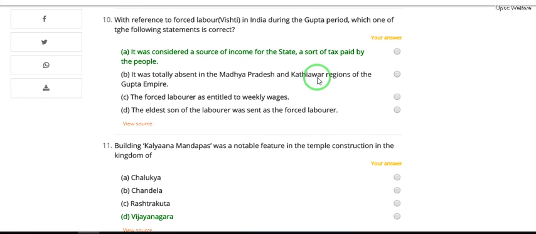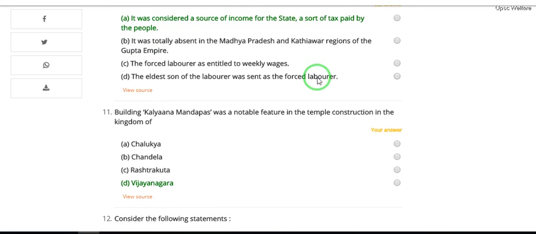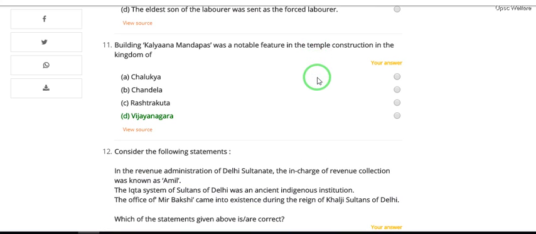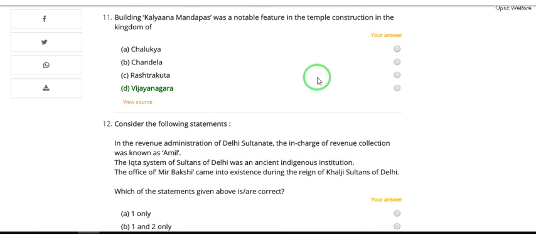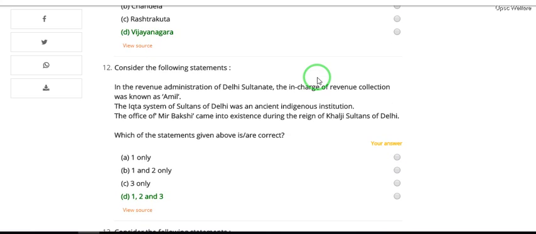Now see here, with reference to forced labour, that is called Vishti. The Vishti in India during the Gupta period was considered a source of income for the state, a sort of tax paid by people. So it is going to be A. Now see, building Kalyana Mandapas. This is a notable feature of course of Vijayanagara.